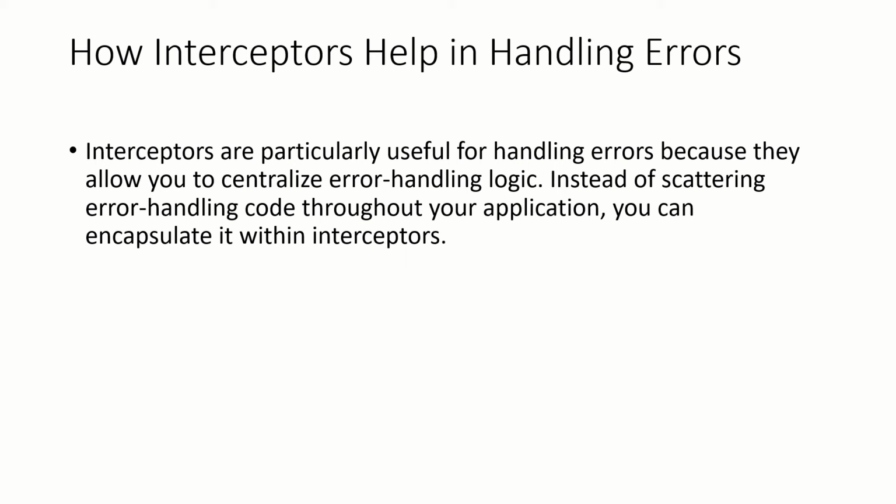So you can create your own interceptor and put that error handling logic at the interceptor level, so that you don't have to put error handling logic for each API. You can put it at a central level and then everything will work. So instead of scattering error handling code throughout your application, you can encapsulate it within the interceptor.